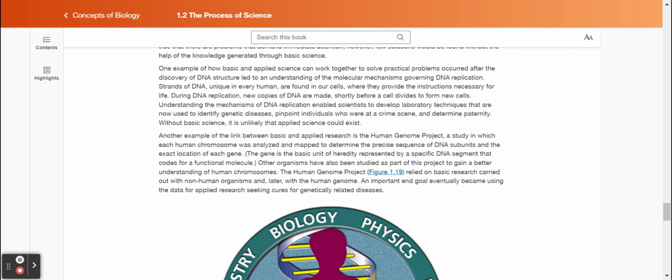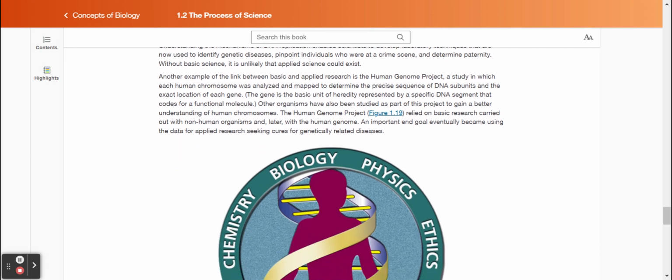Understanding the mechanisms of DNA replication enabled scientists to develop laboratory techniques that are now used to identify genetic diseases, pinpoint individuals who are at a crime scene, and determine paternity. Without basic science, it is unlikely that applied science could exist.